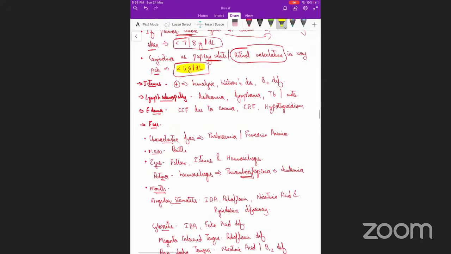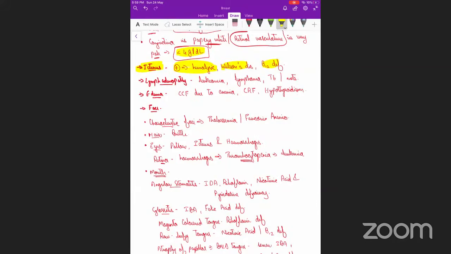Then next is icterus. How is icterus important? If icterus is present, we can think of hemolytic jaundice and other hepatobiliary disorders like cirrhosis, all those things. Hepatobiliary disorders themselves can cause anemia. So Wilson's disease, B12 deficiency, all these things. B12 deficiency also causes icterus.